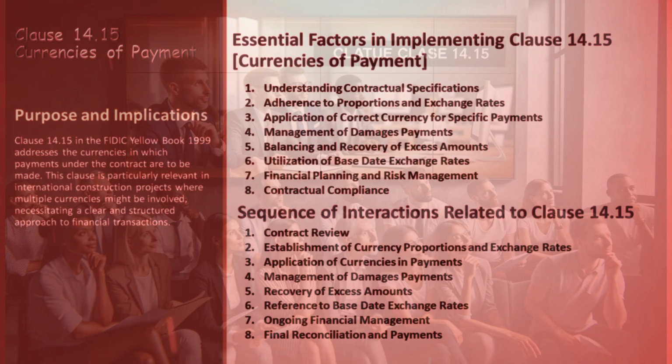Sequence of interactions related to Clause 14.15. Start by reviewing the contract, with a focus on the appendix to tender, to identify the specified currencies for payments. This initial step sets the foundation for all subsequent financial interactions. Determine the proportions or amounts of local and foreign currencies and establish the fixed exchange rates as outlined in the contract. This is crucial for maintaining financial consistency.